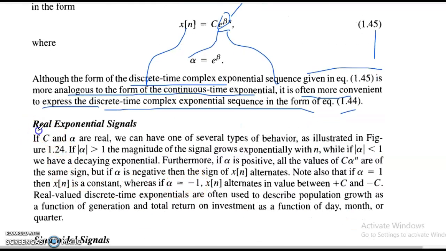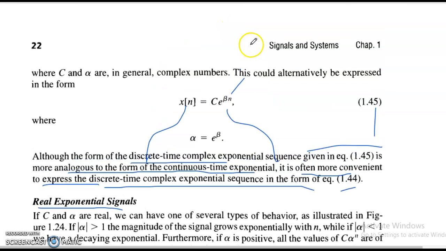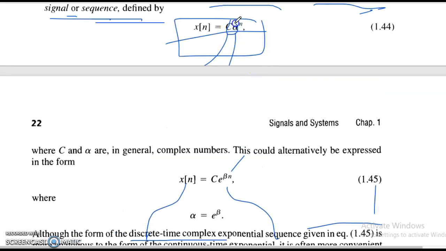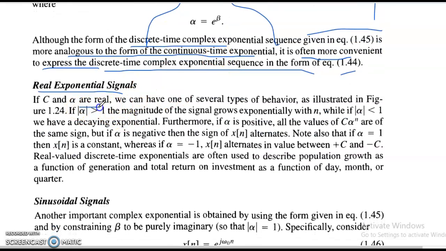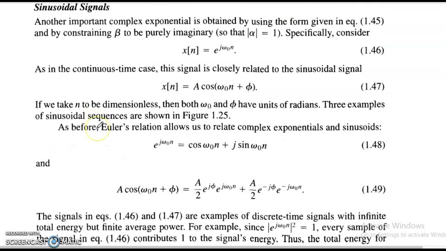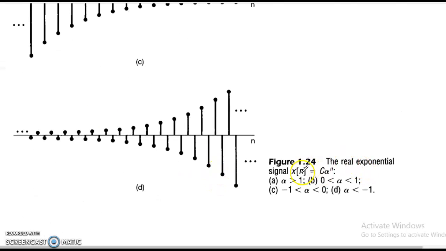Real exponential signals. If c and alpha are real, we can have one of several types of behavior. I have illustrated them in figure 1.24, the real exponential signal x of n equal to c alpha to the power n.